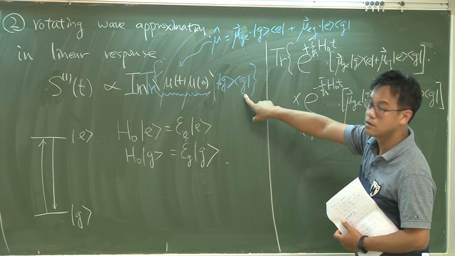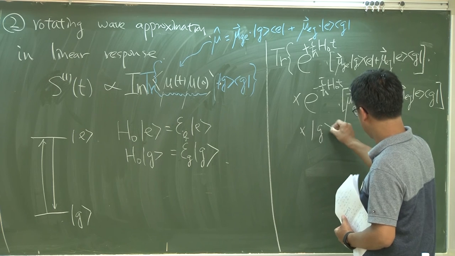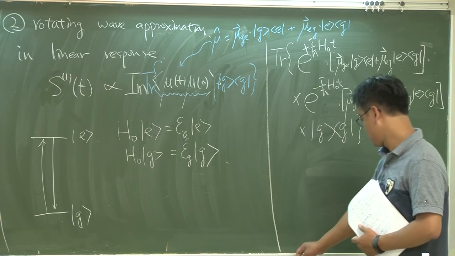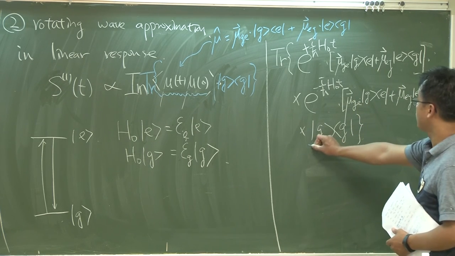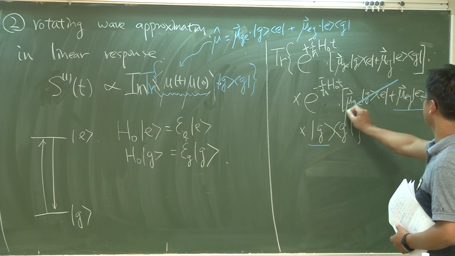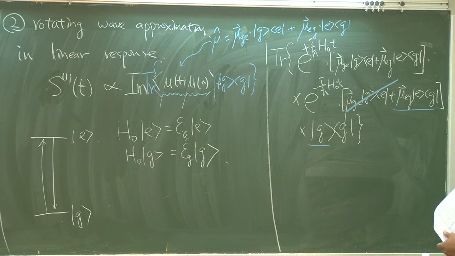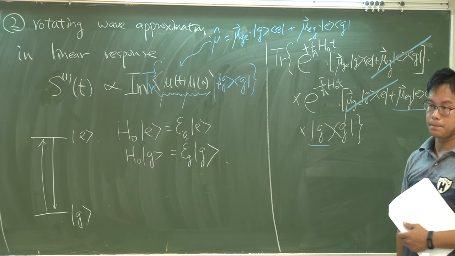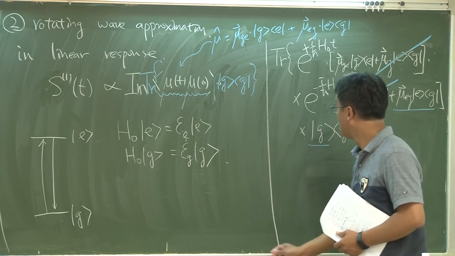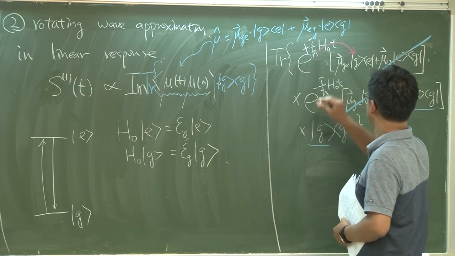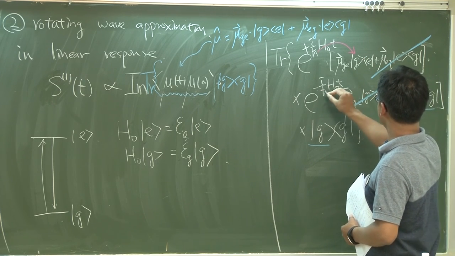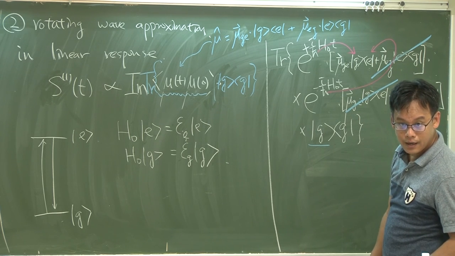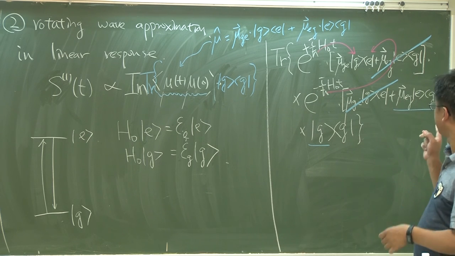Then you have the average on the ground state, the trace over here. So here you have the ground state, you pick up this term, this term goes away. Here the E, so you pick up this term, this term goes away. So this operates on G, this operates on E, right? Can you see that? Right?